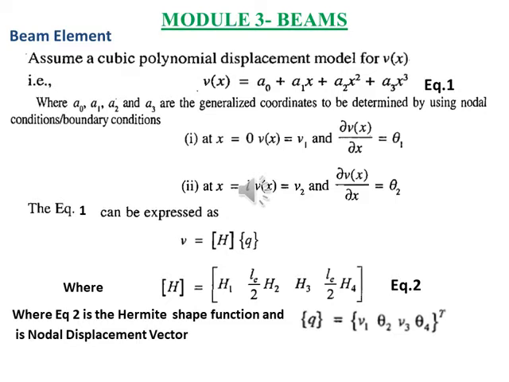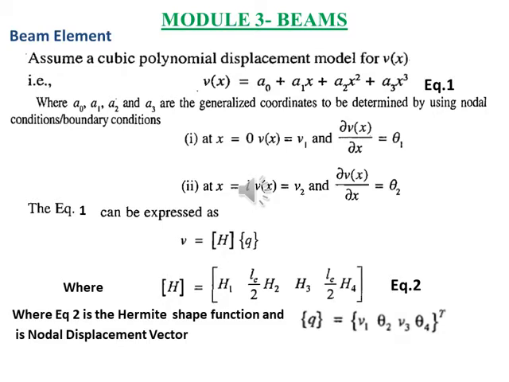At the point when x is equal to 0, u(x) will be u1, and the derivative with respect to x will be theta 1. So at x equal to 0, u(x) is equal to u1 and del u by del x is equal to theta 1. Similarly, when x is equal to L, u(x) is u2 because it is at node 2, and del u by del x is equal to theta 2, that is the slope at node 2.